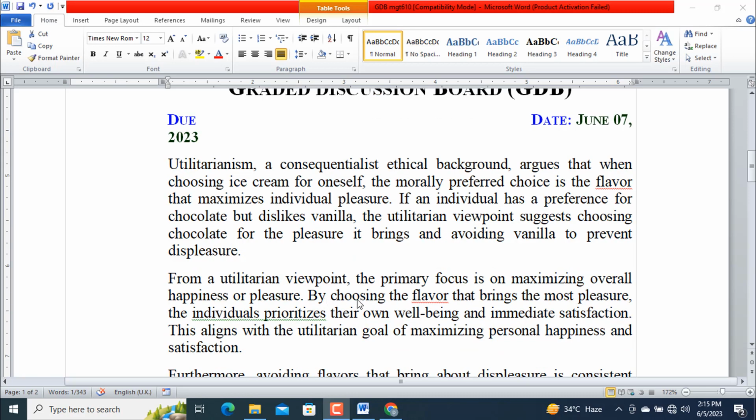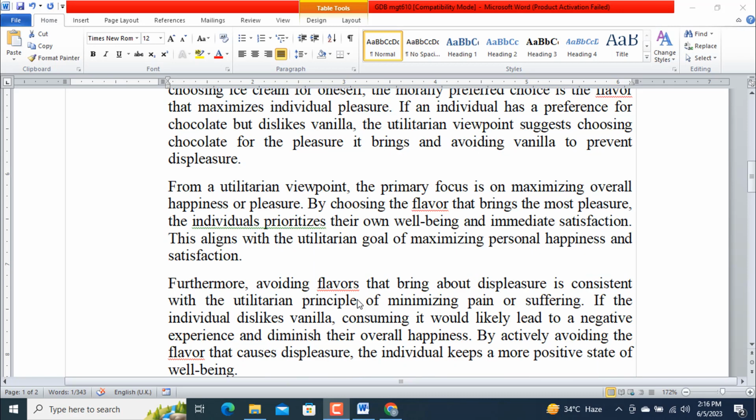From a utilitarian viewpoint, the primary focus is on maximizing overall happiness or pleasure. By choosing the flavor that brings the most pleasure, the individual prioritizes their own well-being and immediate satisfaction. This aligns with the utilitarian goal of maximizing personal happiness and satisfaction.